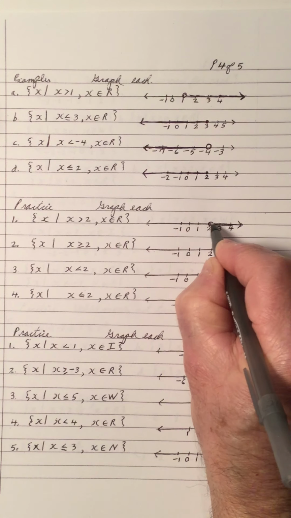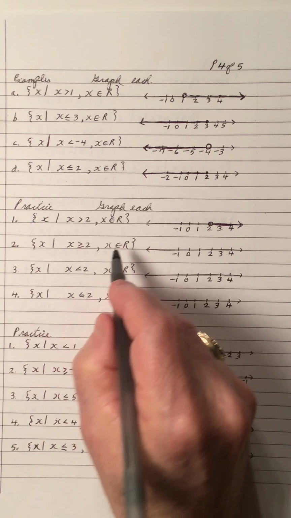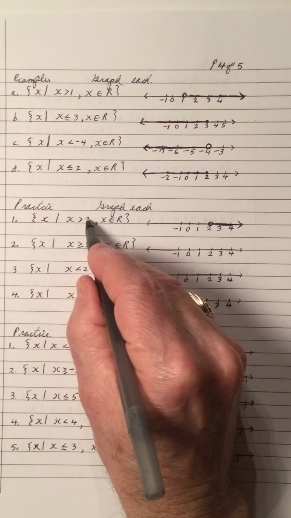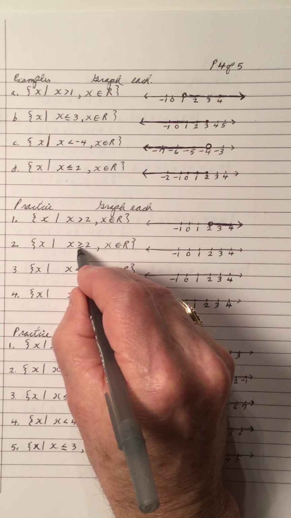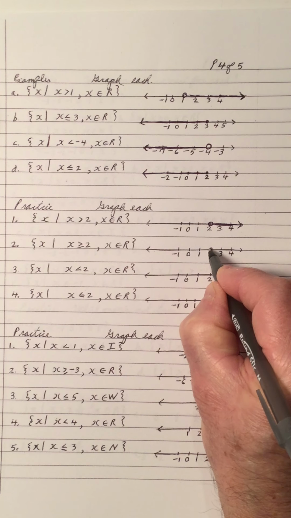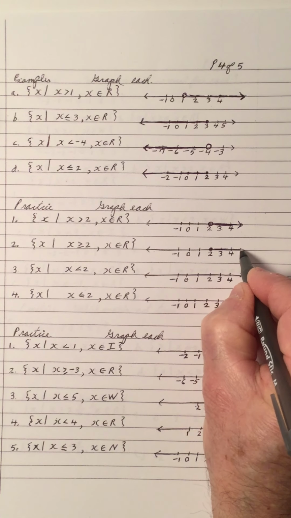Why to the right? Because that's pointing to the right. Again, we got real numbers as shading. Notice I got 2 in every one of these. So we got a 2, but this time the 2 is equal to, so the 2 is solid. And we're going to the right because it says greater.